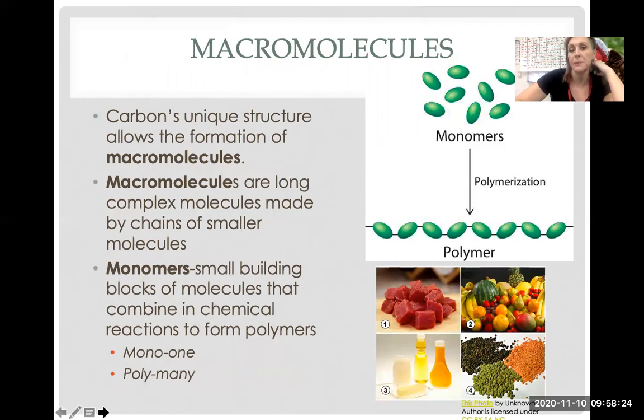Macromolecule just simply means large molecule. And there's 4 macromolecules that basically all living things have. Carbon's unique structure allows the formation of macromolecules, or these big molecules. Macromolecules are large and long complex molecules made by chains of smaller molecules. A monomer is the building block of molecules that combines in a chemical reaction to form polymers.